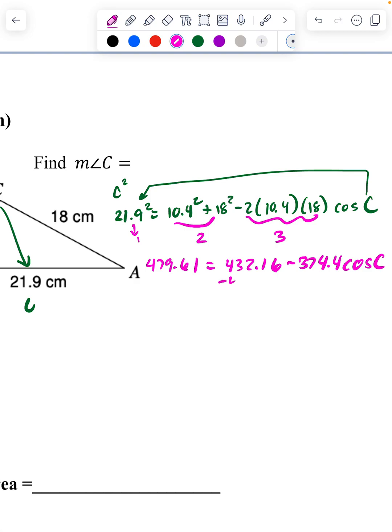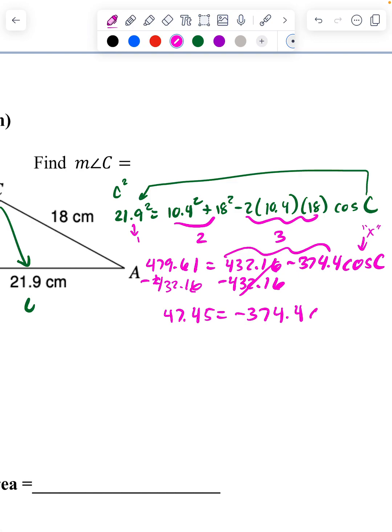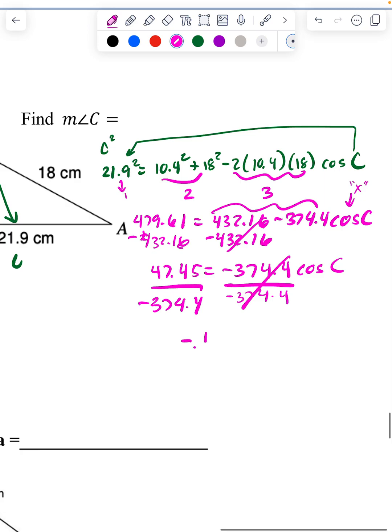Then I always subtract this next number because I can't do these two numbers together, since one's attached to my x. So I'm taking away the 432.16, and I'm ending up with 47.45. And then I always, after subtracting, divide by this number that's attached to my cosine. And that turns into my ugly decimal, which is my cosine C. So I always do cosine inverse of that number.